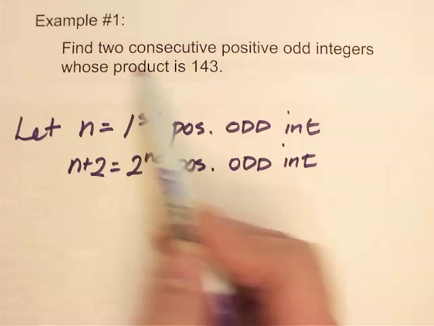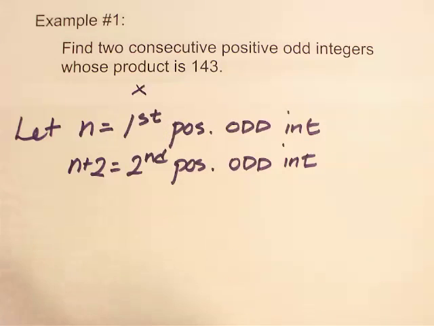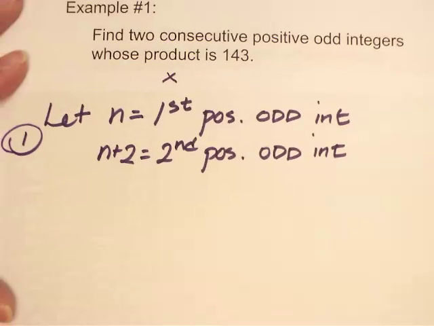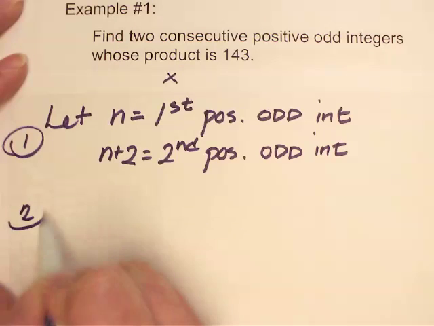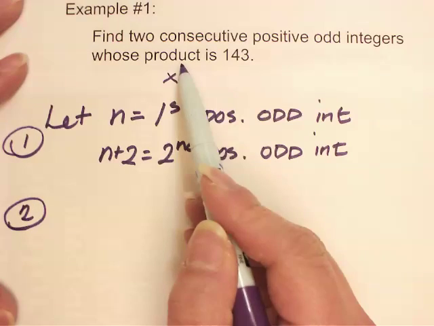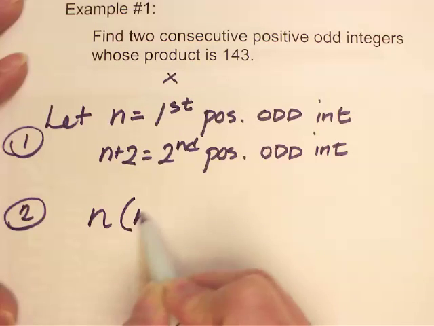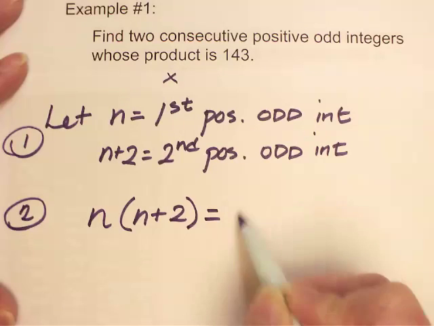And then it says whose product. Recall what product means? Product is when you multiply. It's an answer for multiplication. So step 1, we did our defining our variables. Now moving on to step 2, I'm going to write my equations. So I need these 2 to give me a product, so I'm going to multiply n times the quantity n plus 2, and it equals 143.